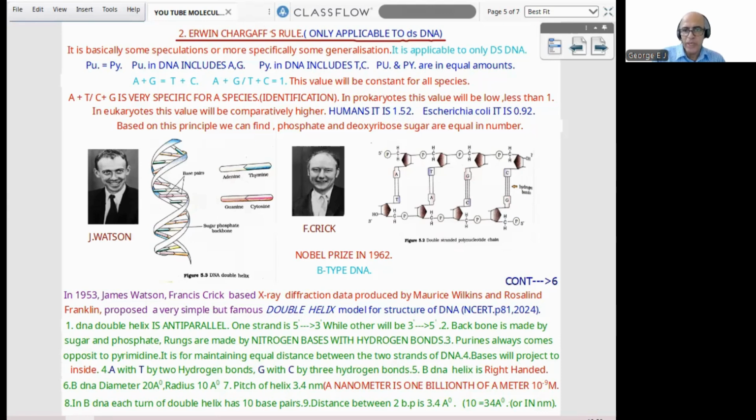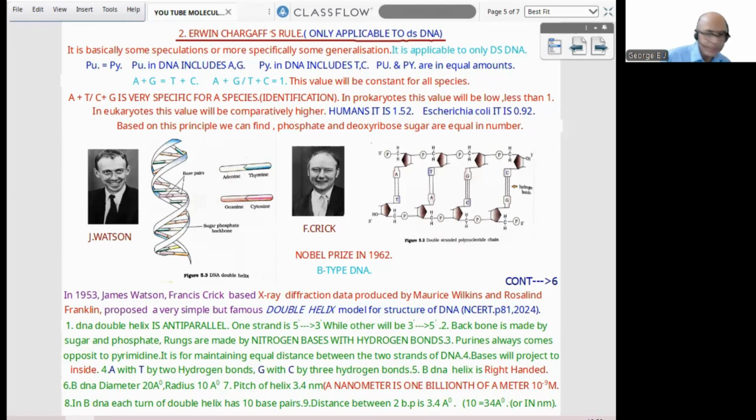In prokaryotes, this value will be low, less than 1. In eukaryotes, this value will be comparatively higher. Typical example: in humans, it is 1.52, while in Escherichia coli, it is 0.92. Based on these principles, we can find that phosphates and deoxyribose sugar are equal in number. And these are the two famous scientists that we will be studying later, Watson and Crick. Nobel Prize received in 1962. They are connected with the B-type DNA, the most famous DNA.